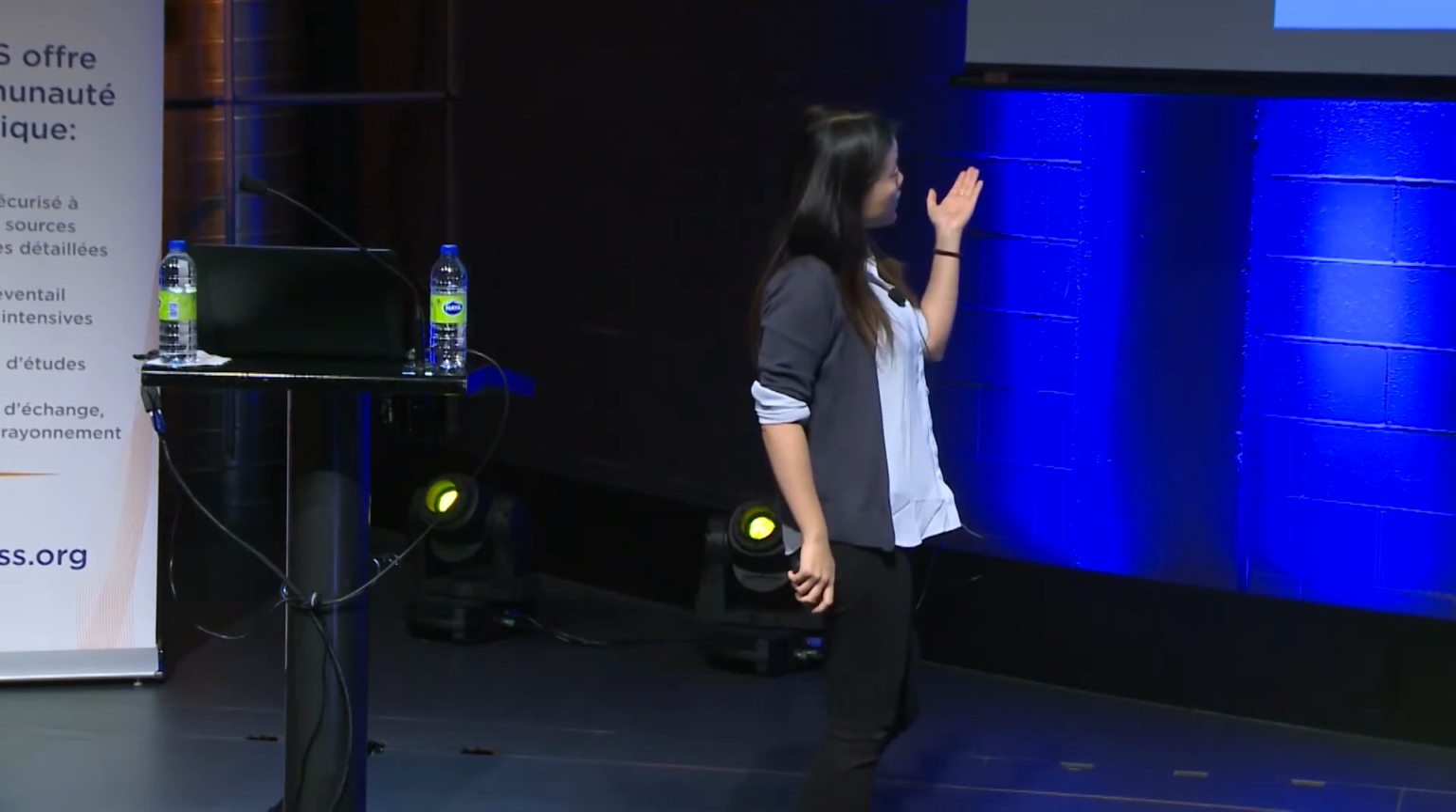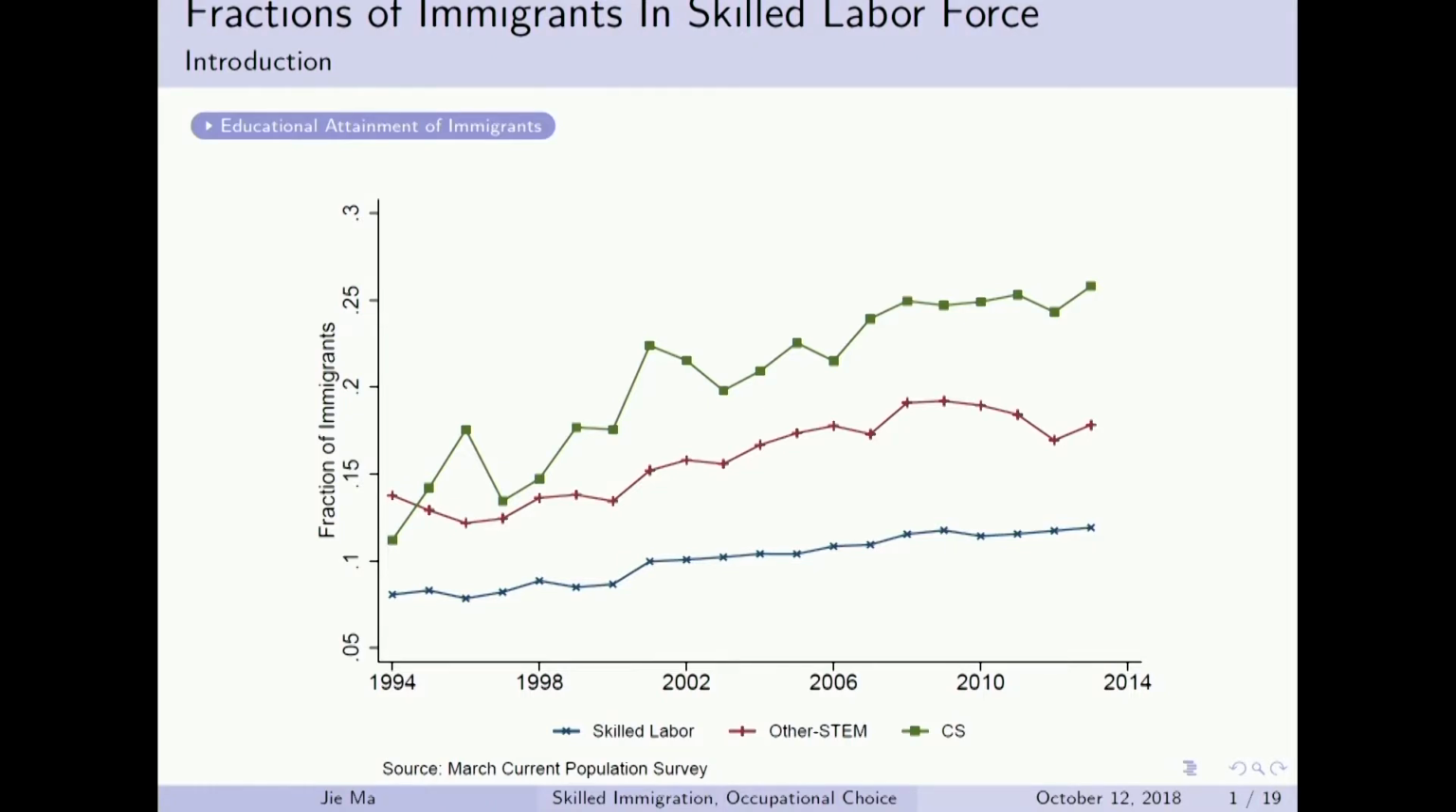I produced this following graph to show you how large is the size of skilled immigrants in United States. If you look at the bottom blue line, that's the fraction of immigrants in United States high-skilled labor force. By high-skilled labor force, I defined those at least with a bachelor's degree. This number started in 1994 a little bit lower than 10%, and now it's on this slow growing trend, approaching more than 10%.